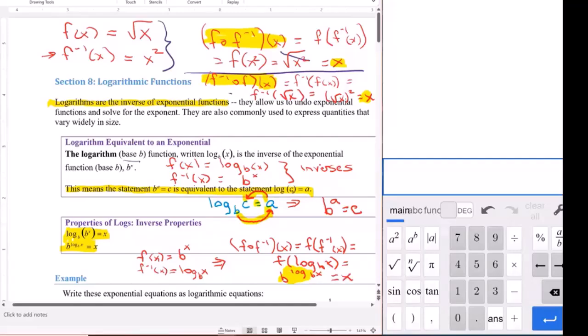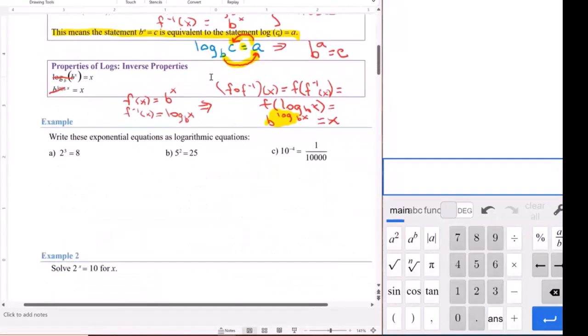And the same is true in the opposite direction. So a visual of it could be log base b of b to the x, cancel, and we get x. b to the log base b of x, cancel, and we get x. That is a very important property. We're going to be using it quite often to solve equations. So let's get on with it.